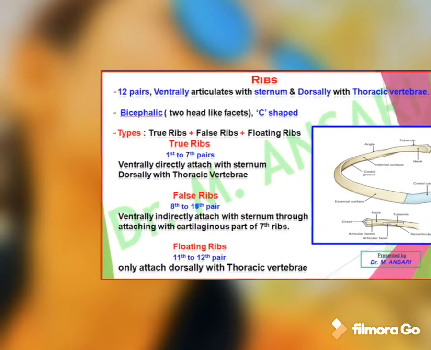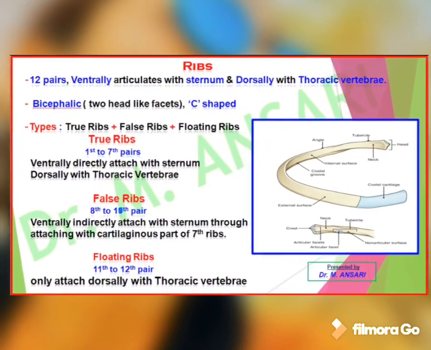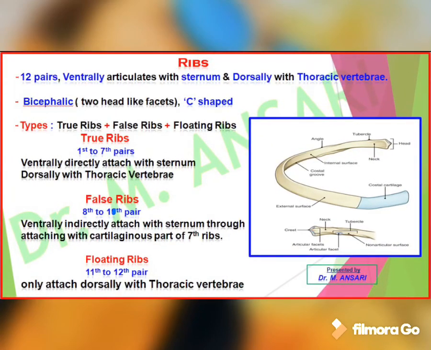12 pairs of ribs are present, which ventrally articulate with the sternum and dorsally with thoracic vertebrae. Human ribs are bicephalic because of the presence of 2 head-like facets through which each attaches with thoracic vertebrae. Ribs are C-shaped and grouped into 3 categories, that is true ribs, false ribs and floating ribs.